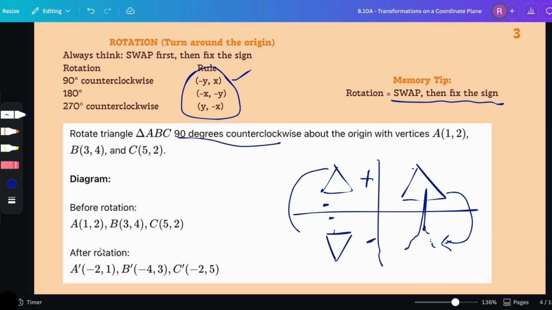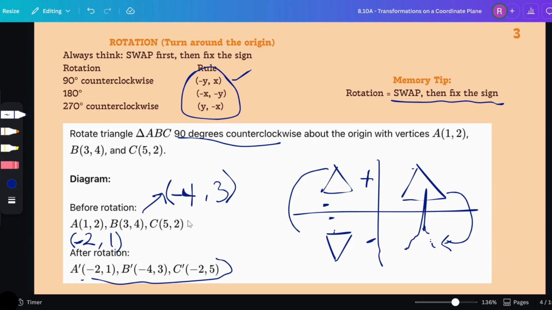So now for 90 degrees counterclockwise, like I said, you first swap, that would be 2 comma 1, and then you fix the sign, y becomes negative. For the second one, you swap, we have 4 comma 3, you fix the sign, y becomes negative. For the third one, you swap, it becomes 2 comma 5, y becomes negative, so it becomes negative 2. And that is how we got all the prime points.